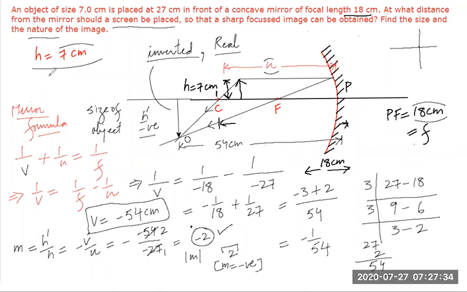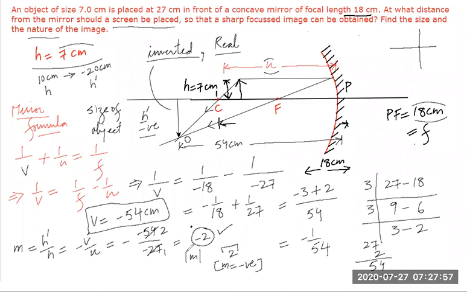2 means if the size of object is, let's say, 10 centimeter, how much will be the image? This is h. How much will be image? Double. It will be 20 centimeter. Obviously, minus is also there, minus 20 centimeter. Are you clear, students?